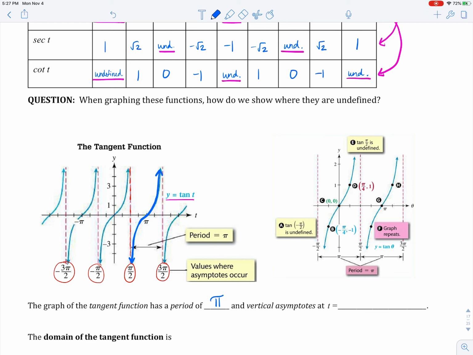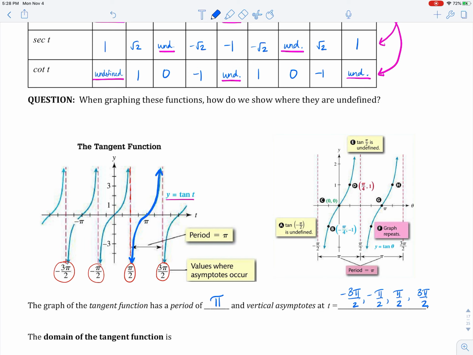So let's take a look more into the vertical asymptotes and talk more about the domain of the tangent function. So we can see where the vertical asymptotes are. The vertical asymptotes are at negative 3 pi over 2, negative pi over 2, positive pi over 2, and positive 3 pi over 2, just based on this graph that we're given. But we have an infinite number of vertical asymptotes. So there's more going to the left, there's more going to the right of 3 pi over 2.